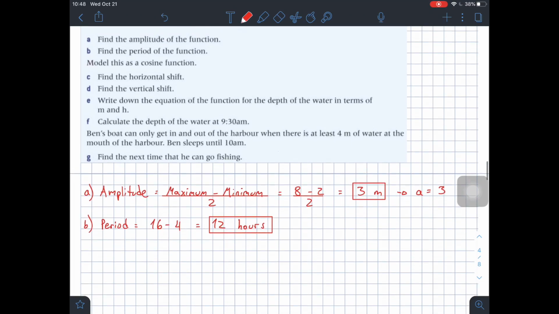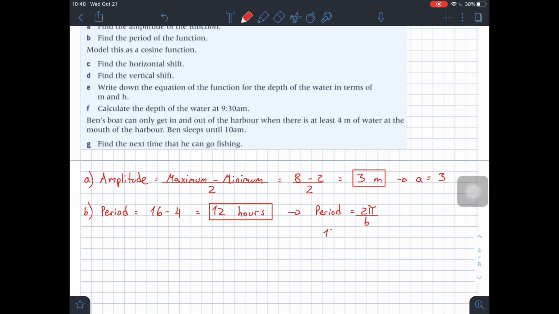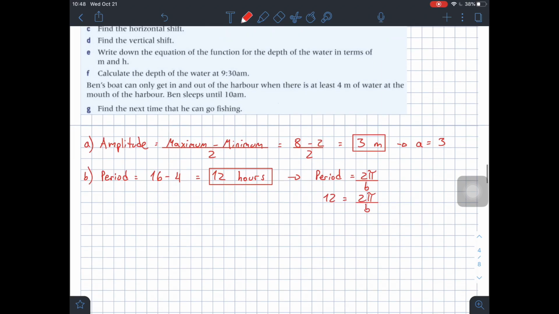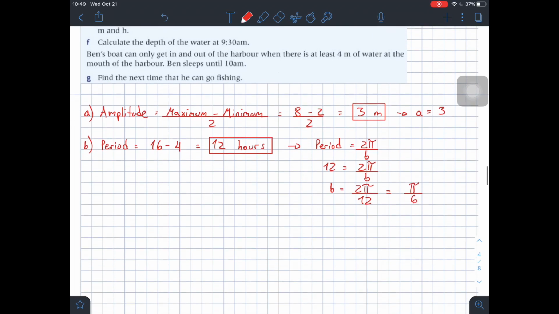Okay, so from the period, we could, for example, take the value of B, right? We know that the period is 2 pi over B. So the period is 12. So this is 2 pi over b. So by solving for b, we can have that b is equal to 2 pi over 12. And if we simplify this, we're going to get that b is equal to pi over 6. So we already have the value of b as well.